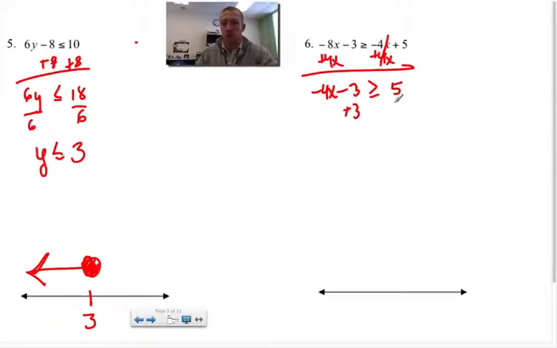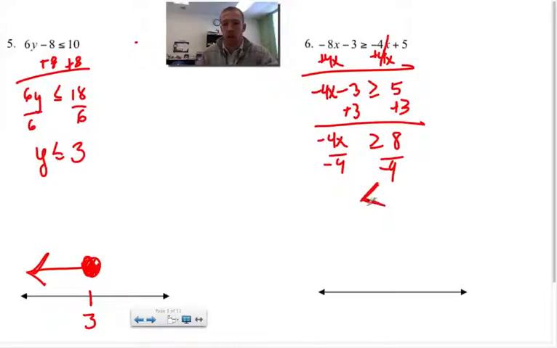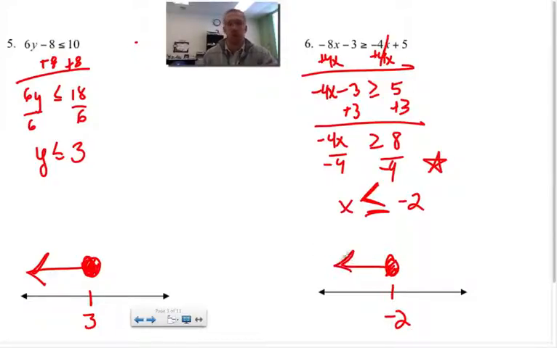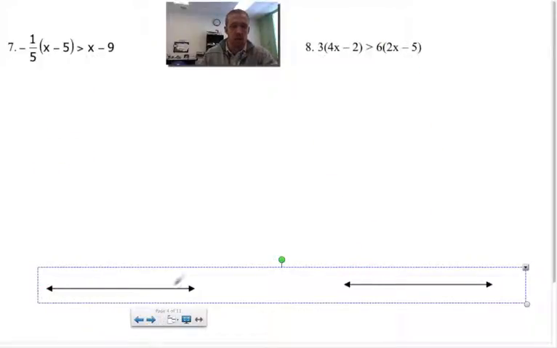Now I'm going to add 3, and I get negative 4x is greater than or equal to 8. Divide both sides by negative 4, and that requires switching the inequality because I divided by a negative. Alright, and that gives me x is less than or equal to negative 2. So from negative 2 and everything that is less than that, so to the left, would be the correct answer.